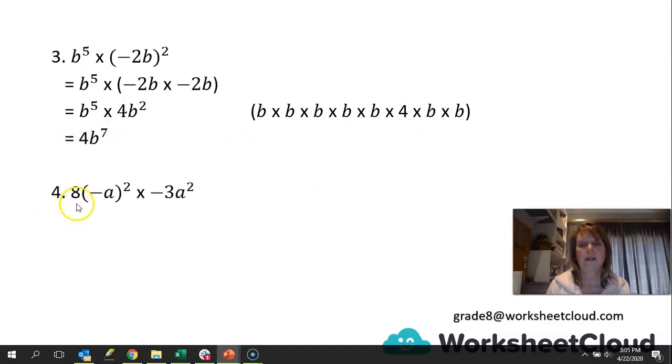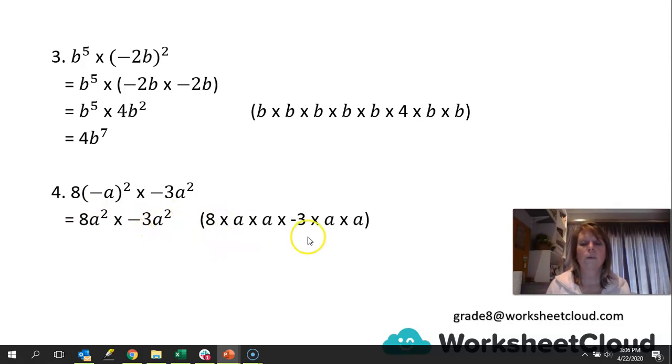Right, here's another one. 8 minus a in brackets to the power of 2 times minus 3a squared. Okay, this squared only affects the a, remember. It does not affect the minus 3, whereas here minus a is affected by the 2. Remember, that's an even number, so the negative is going to disappear. So let's have a look. It would be 8a to the power of 2 times minus 3a squared.